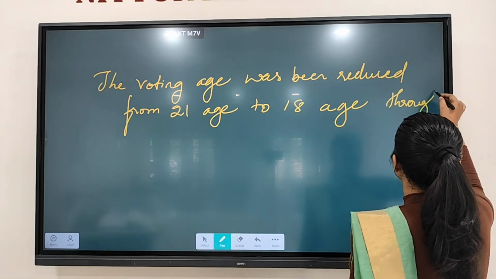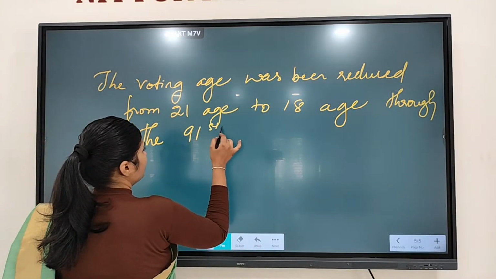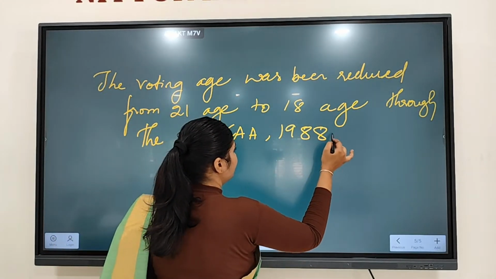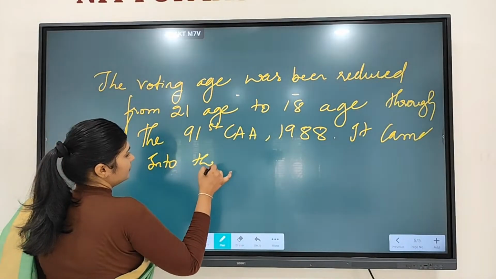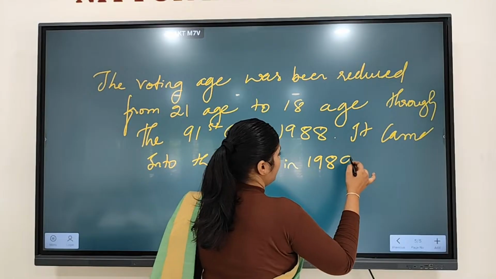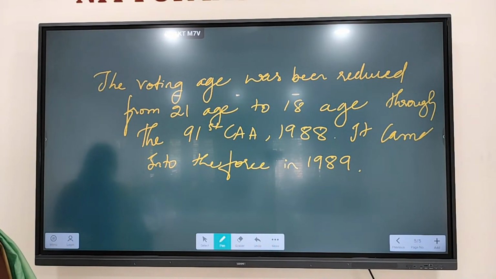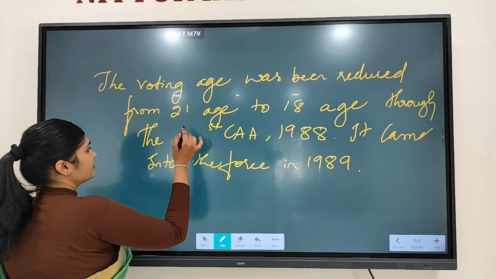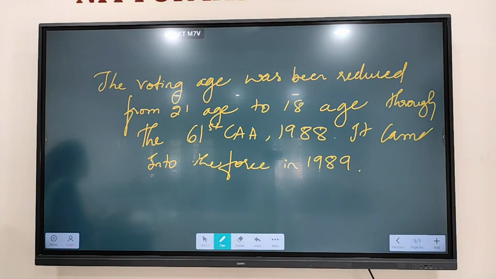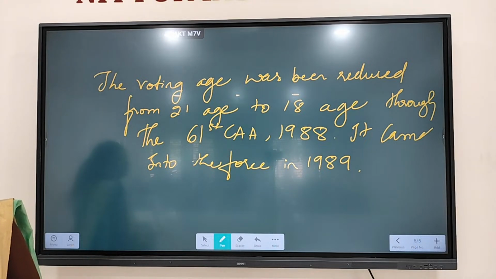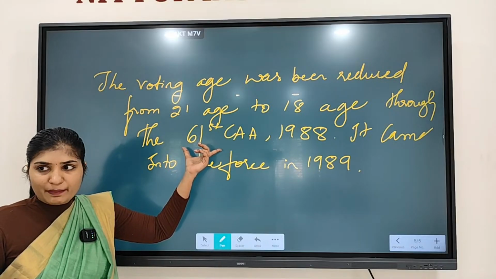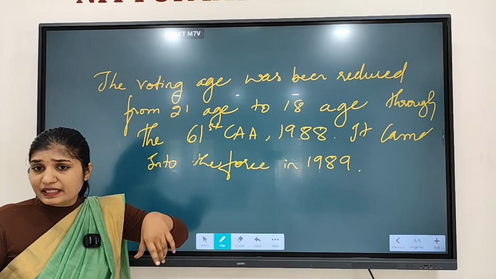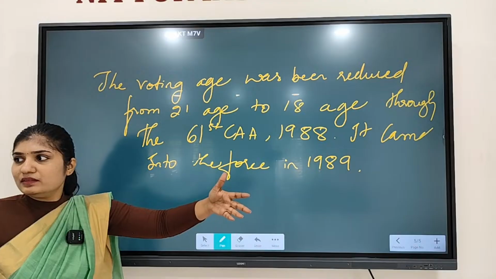through the 61st Constitutional Amendment Act in the year 1988. It came into force in 1989. Sorry, 61st, very sorry, 61st, not 91st. Change that. See, the voting age was reduced from 21 to 18 through which Constitutional Amendment Act? The 61st Constitutional Amendment Act in the year 1988. It came into force in the next year, that is 1989.